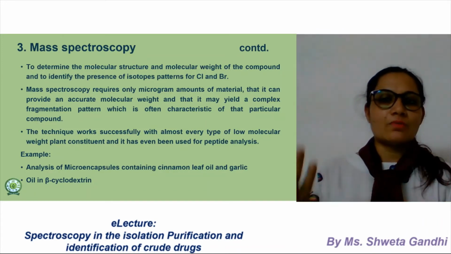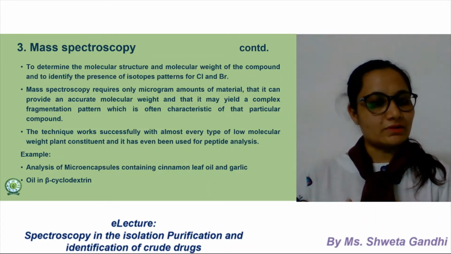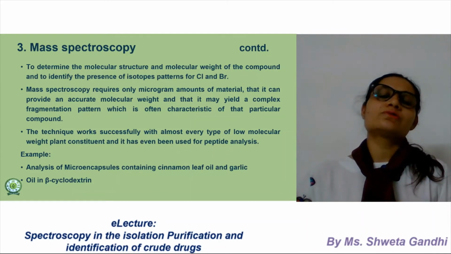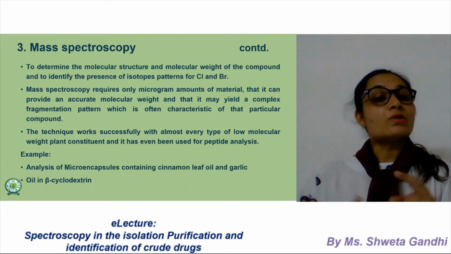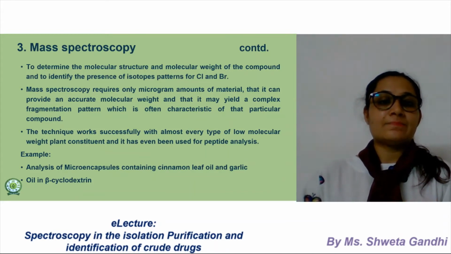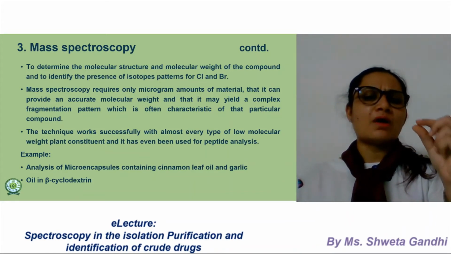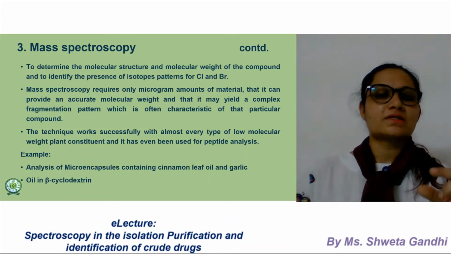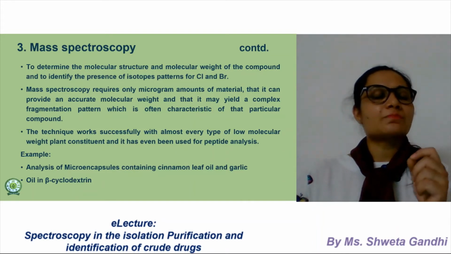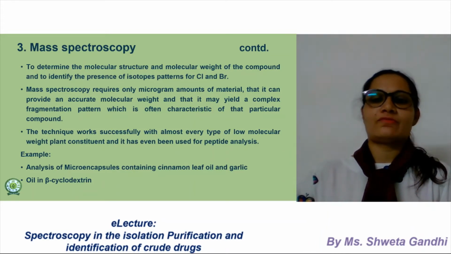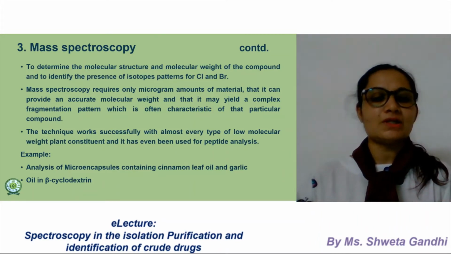First, to determine the molecular structure and molecular weight. This technique is also utilized for low molecular weight plant constituents, and also used in peptide analysis. The sample amount needed for detection in mass spectroscopy is in micrograms, and from a microgram it can provide an accurate molecular weight of any compound in a complex mixture also.